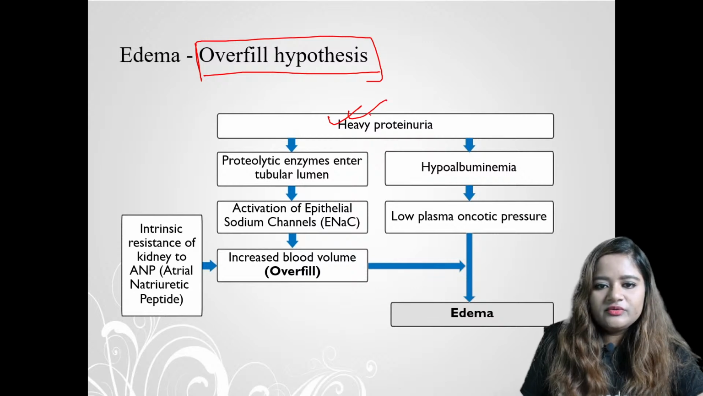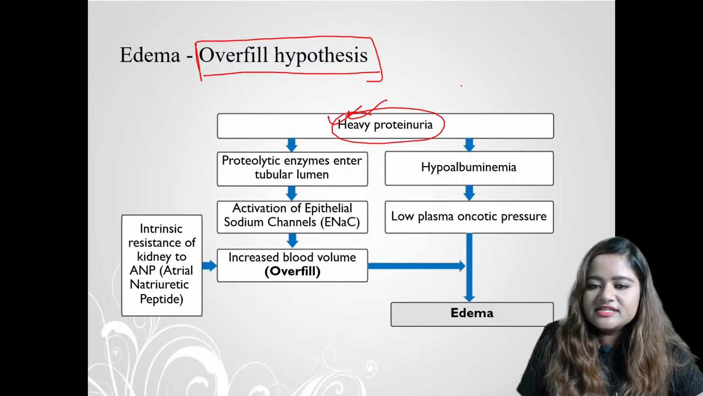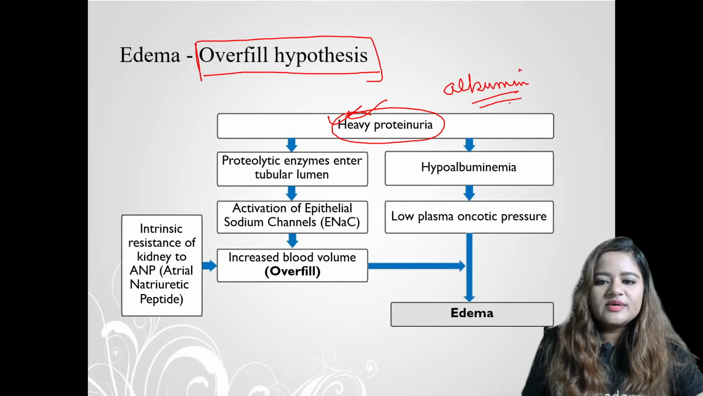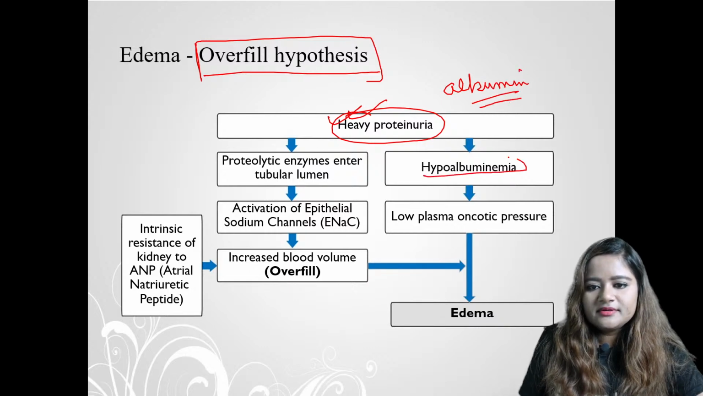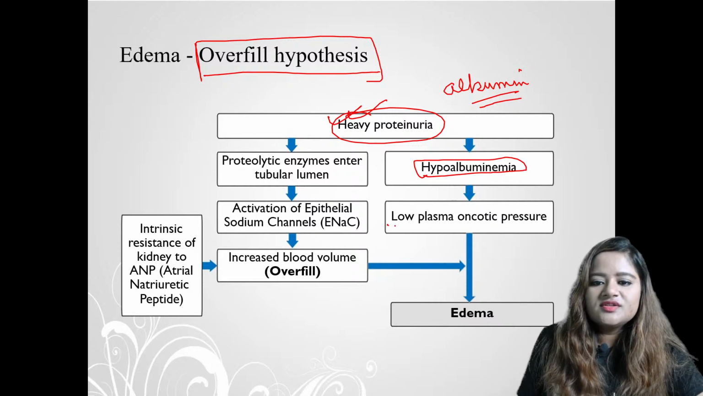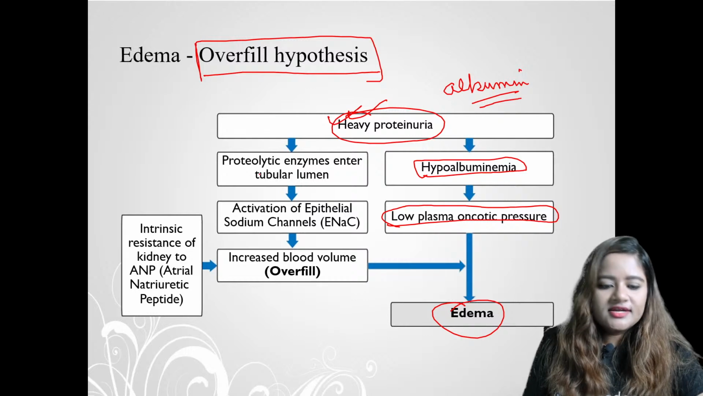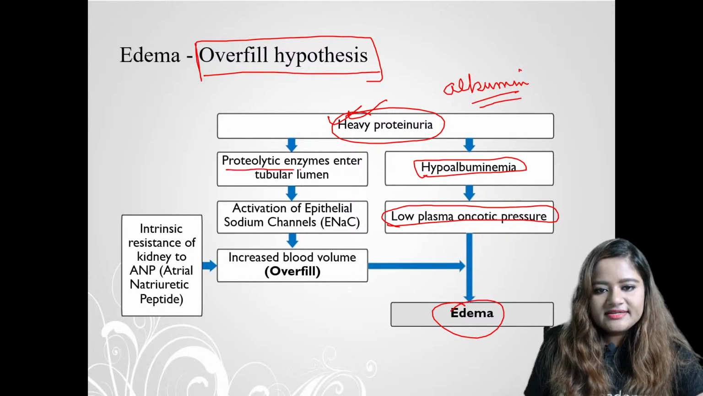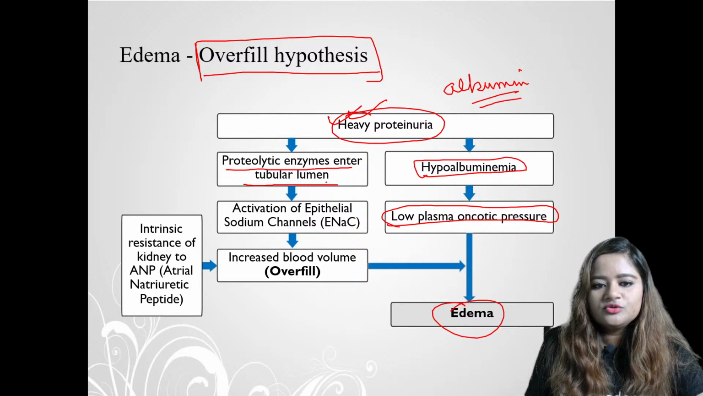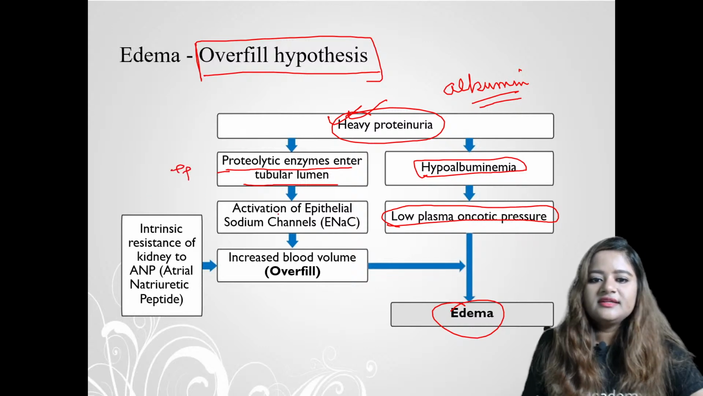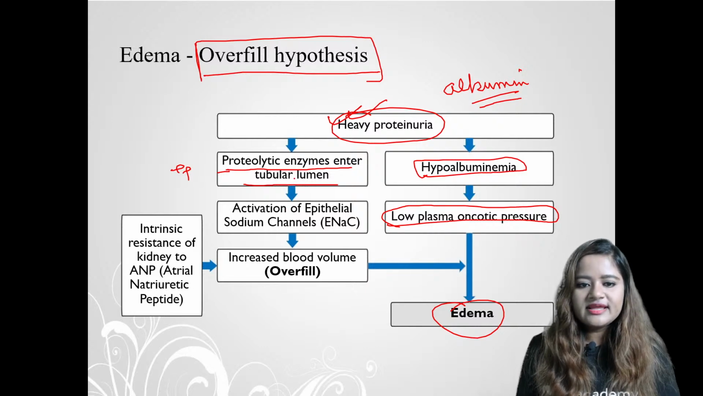Now there is heavy proteinuria that we all know. Because of the increased permeability, there is loss of albumin. Okay, so once the albumin is lost, what will happen? There is hypoalbuminemia. So there is low plasma oncotic pressure that has led to edema, which we have just seen. Another thing that can happen is proteolytic enzymes would start to enter the tubular lumen. तो heavy proteinuria होने के वजह से जो enzymes हैं, they can start to enter the tubular lumen as well.